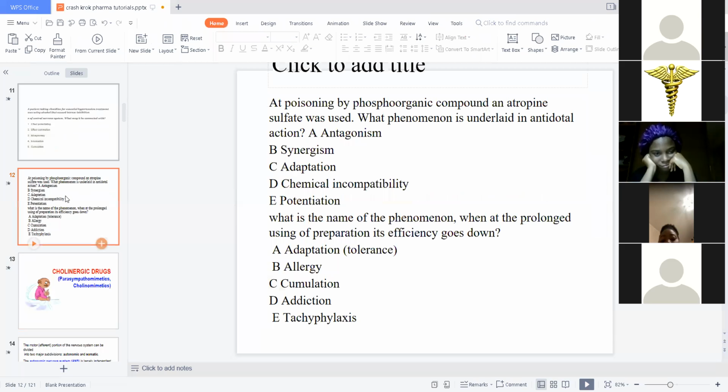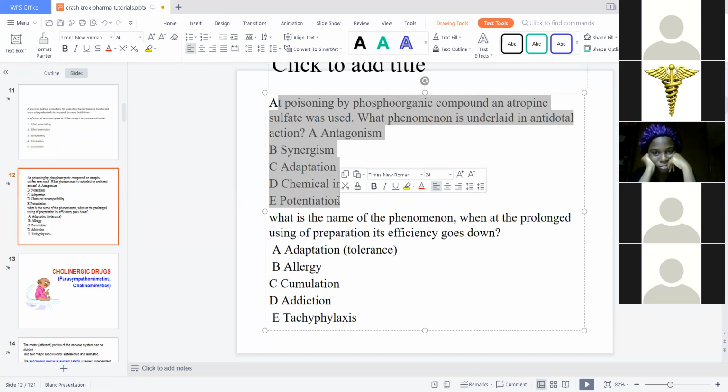Next question is for Dauda. Sorry, which one? The first one, okay. Yeah, that's one. As poisoning by... can you hear me? Yeah, we can hear you. Okay, as poisoning by phosphoorganic compound, atropine sulfate was used. What phenomenon is underlying in antidotal action?